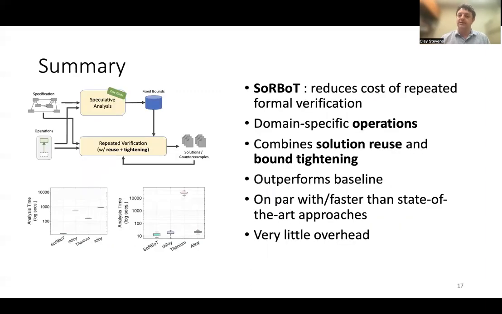So in summary, we introduced the new approach called Zorbot, which reduces the cost of repeated formal verification by leveraging the domain knowledge contained in domain-specific operations that describe the kinds of changes to the system that will be happening. Zorbot is the first approach that combines solution reuse and bound tightening instead of simply using one or the other. Zorbot outperforms the baseline Alloy Analyzer and is on par with or faster than all of the other state-of-the-art approaches as we compared it against. And it performs all of this benefit with very little additional overhead.